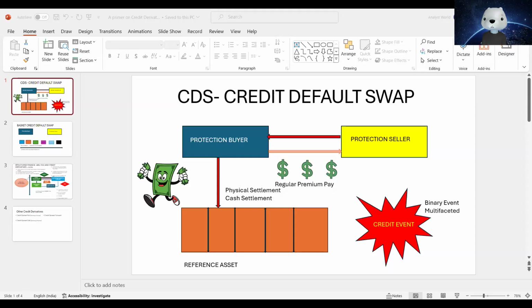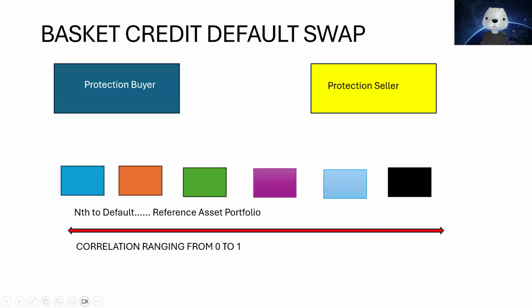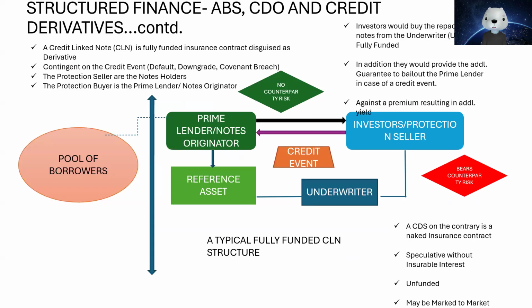This is going to be a short presentation on credit derivatives. In this presentation, we're going to discuss the credit default swap and its variant known as the basket credit default swap. We're also going to talk about the credit linked note, and I'm going to differentiate between the credit linked note and the credit default swap.